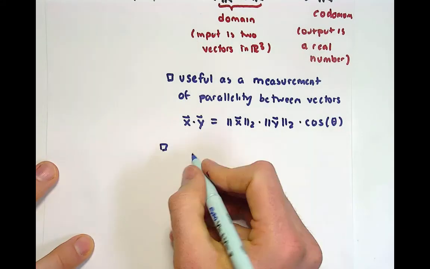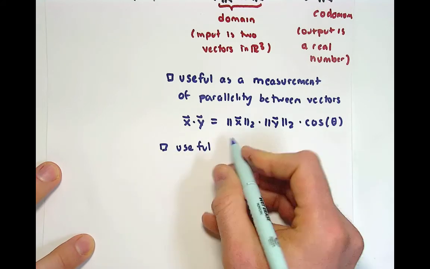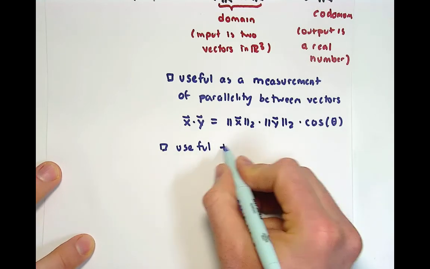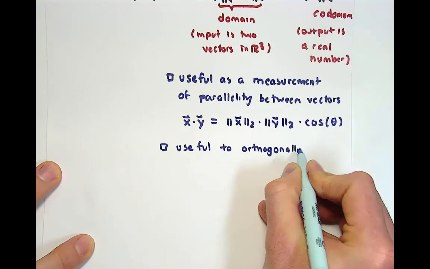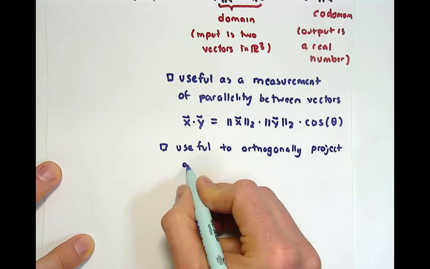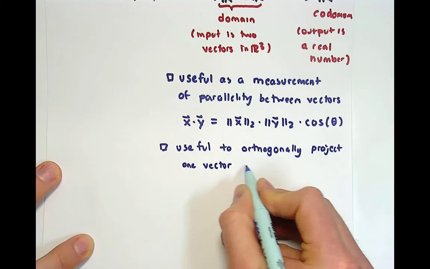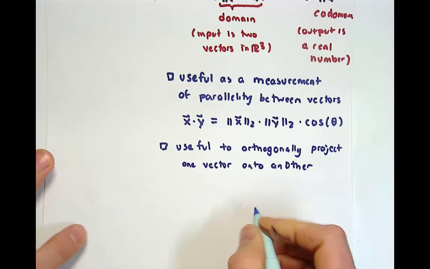Okay. So that's the tagline, right? We said that the parallelity was combined in the cosine. The other thing that the dot product was really used to do was to project one vector onto another, useful to orthogonally project one vector onto another.